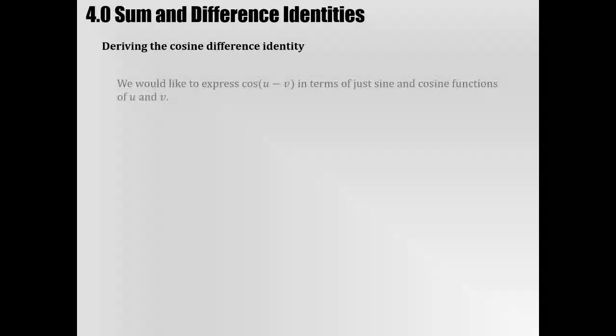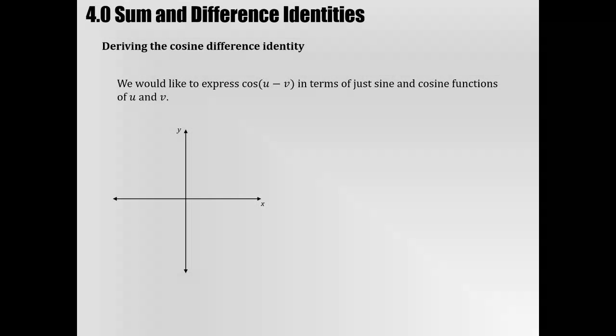identity. I was getting ahead of myself. So we'd like to express this right here. You can see how this is the difference identity. You're finding the difference of two angles here. And so we want to express cosine of mu minus nu in terms of just sine and cosine functions of mu and nu. We want to re-express this, I guess is what I'm trying to say.